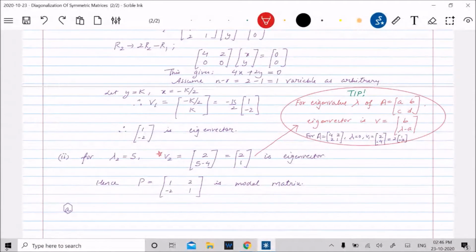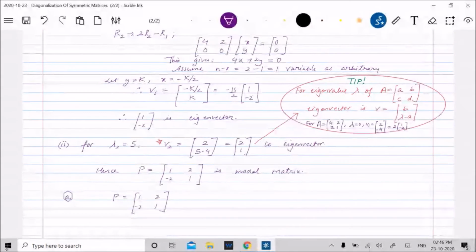Now what I'm going to do: I have already claimed, though my claim is not correct, that this is the modal matrix. It looks like a modal matrix, and of course it is non-singular. If you find the determinant of this matrix, that will be non-zero. Of course, V1 and V2 were the correct eigenvectors. We haven't committed any error in our calculation, so it appears like this is the modal matrix. Let us find its inverse.